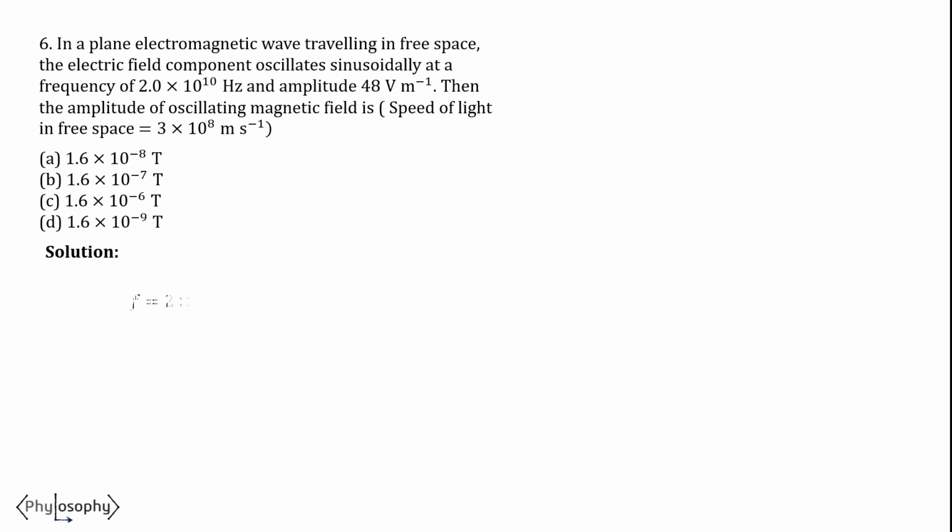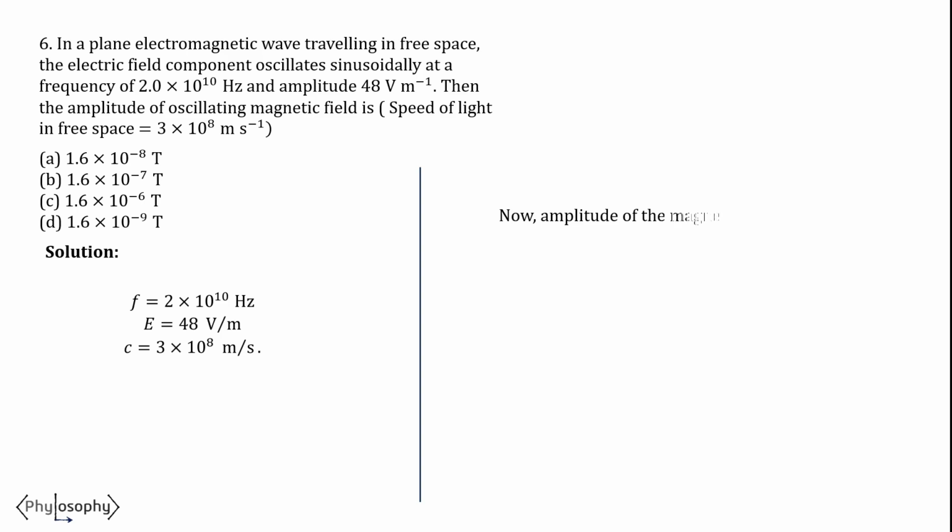So it is given that the frequency of oscillation is 2 times 10 to the power 10 Hz, the magnitude of the electric field is 48 volt per meter and speed of light is 3 times 10 to the power 8 meter per second. Now we know that the amplitude of magnetic field is given by the ratio E over C. Now if you put the values for E and C, then you will get B is equal to 1.6 times 10 to the power minus 7 Tesla. Therefore option B is the correct answer.